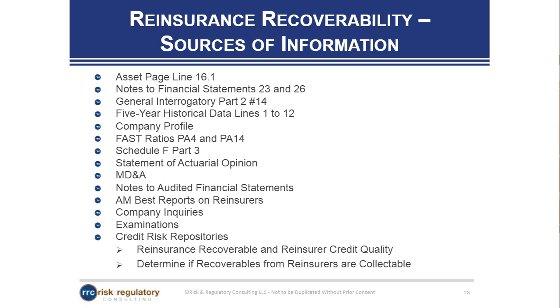There's also, for example, notes to financial statements number 23 and 26, which provide good information on reinsurance and reinsurance recoverability. General interrogatory number 14 talks about reinsurance. There's information in the 5-year historical data on the company profile, FAD scores, et cetera.